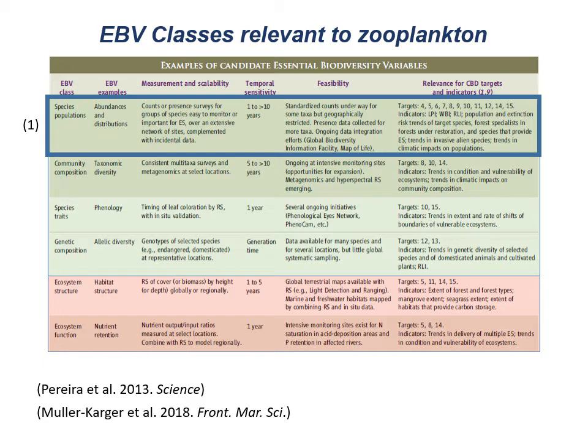So the first EBV class is species populations. This is a class describing variation of abundance and distribution targeted at the population level, so species of ecological interest. And it has a temporal sensitivity of 1 to greater than 10 years and demands relatively long time series.